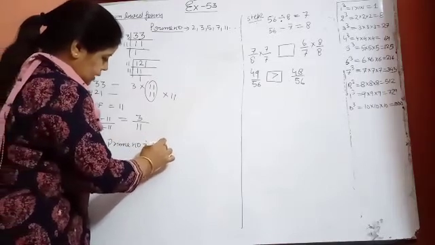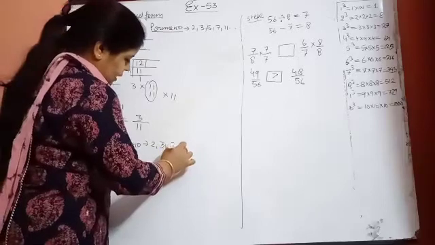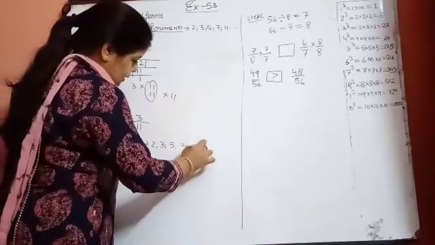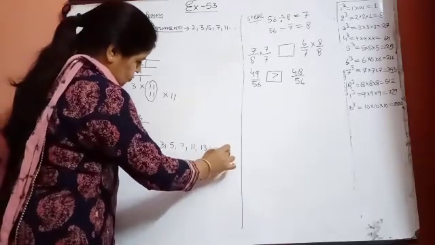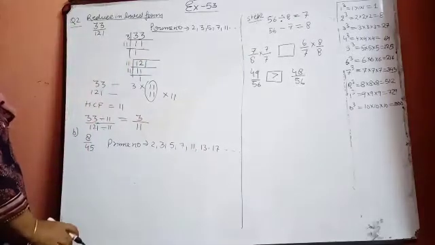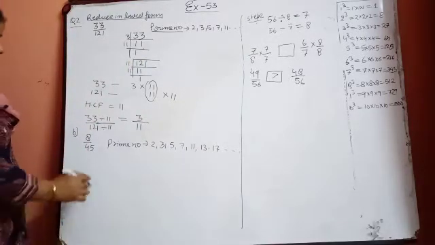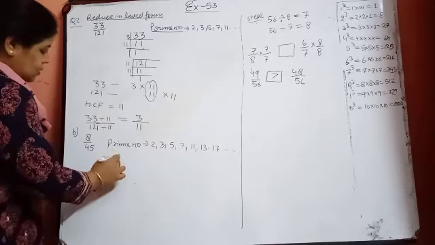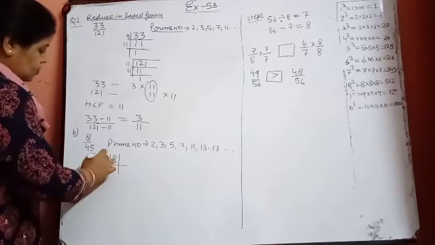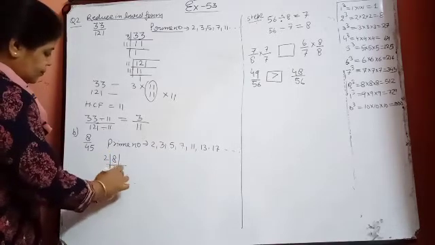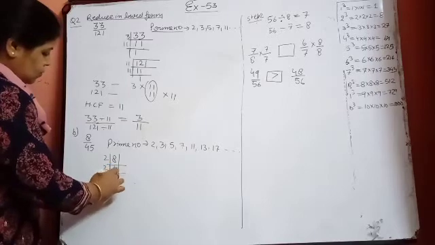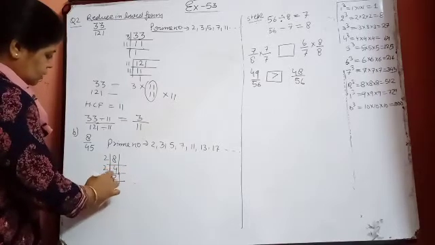2, 3, 5, 7, 11, 13, 17 and so on. Those numbers come only in their own table. Now do the prime factorization of 8. 2 4s are 8, 2 2s are 4, and 2 1s are 2.